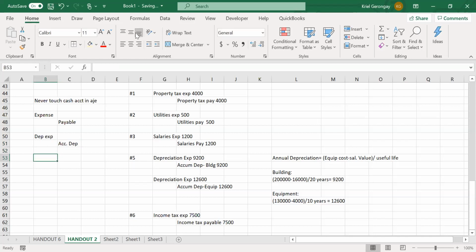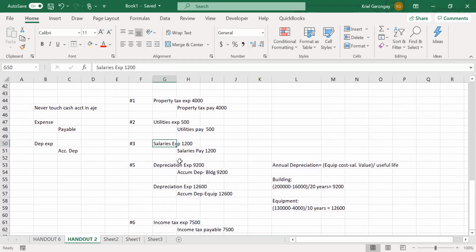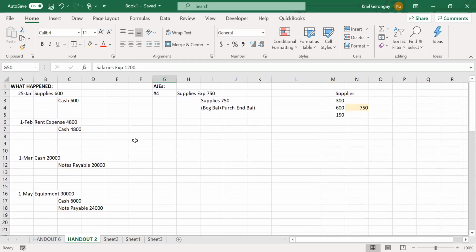What are some other ones, Raymond? Oh, like unusual entries. We haven't really gone over that yet. Okay. So what we just did is the adjusting journal entries for the information at the bottom of your handout. So now we're gonna do the adjusting journal entries for the transactions that we recorded earlier.